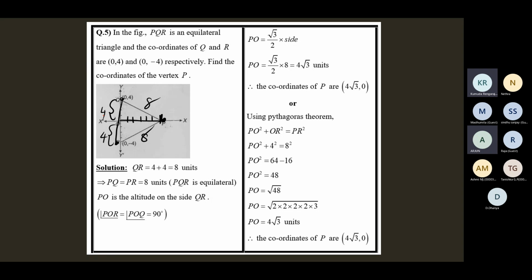So this is 4√3. From here to here, this is 4√3. This is 4√3, comma 0. See the coordinates of P. We got the coordinates of P, no? 4√3, comma 0. 4√3 because this altitude is 4√3. So there are two methods, children. One is using the formula √3/2 into side. The other is by using Pythagoras theorem.